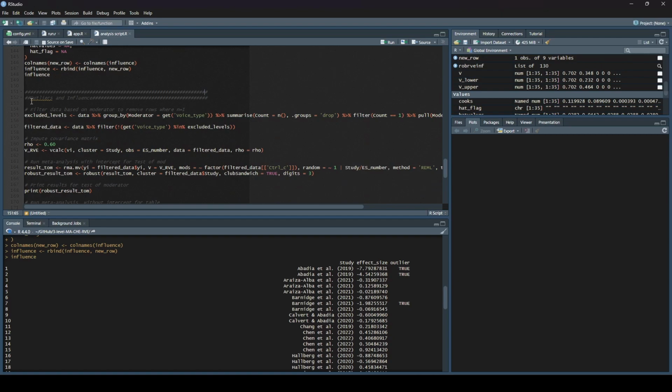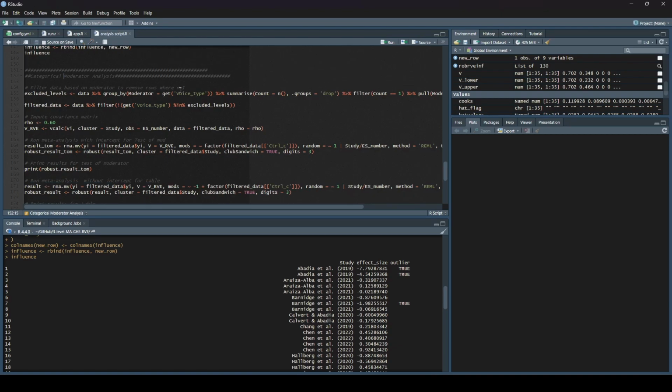Okay, so next I'm going to show you how to do a moderator analysis, and this is going to be categorical. The first thing I want to mention is that when I started exploring these different models, I found that in some cases I would not actually get an overall result in terms of a Q statistic.